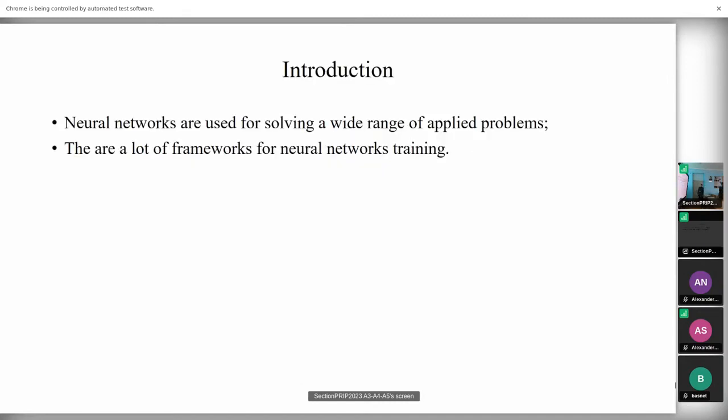Introduction, of course. Neural networks are used for solving a wide range of applied problems. There are a lot of frameworks for neural network training. You will ask me why there are so many. Because there are a lot of applied problems which are solved with the help of neural networks, and we need tools for automatization of problem solution.